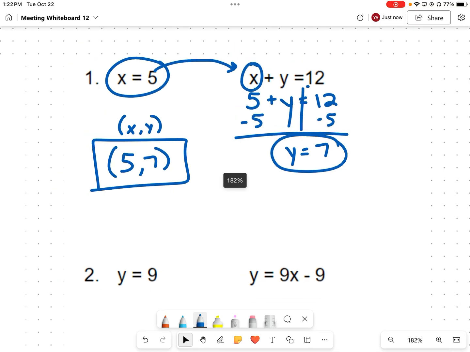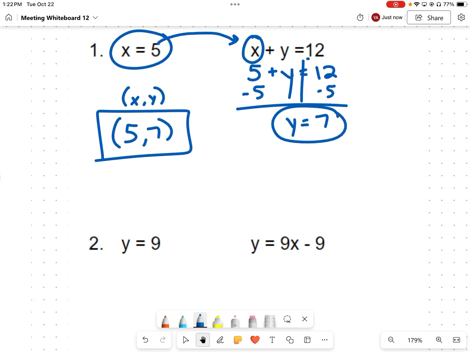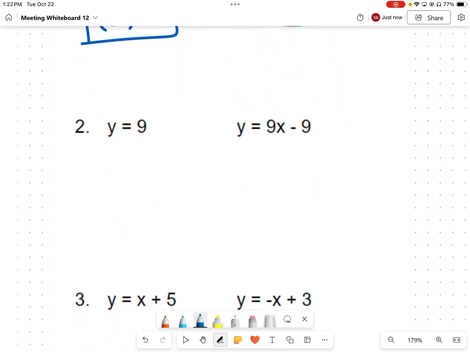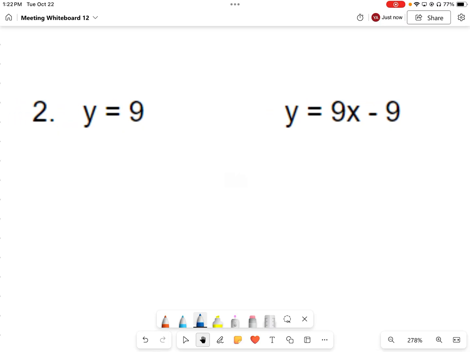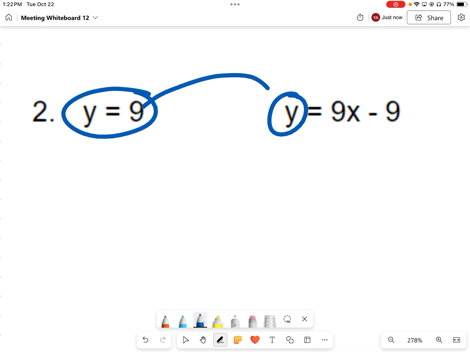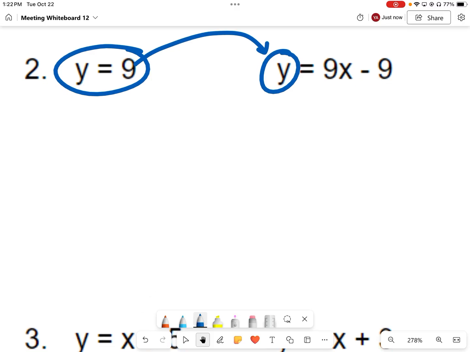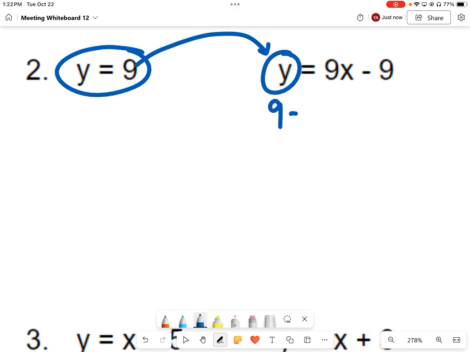Okay, let's go to number 2. These are both already solved for y. So we have y equals 9. What we can do is we also have y here in the other equation. So we're going to substitute in 9 for y. So we have 9 equals 9x minus 9. We're going to need to solve that.